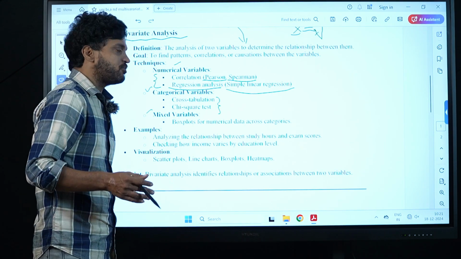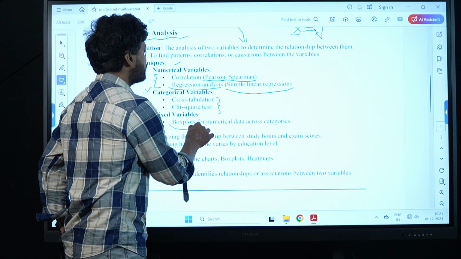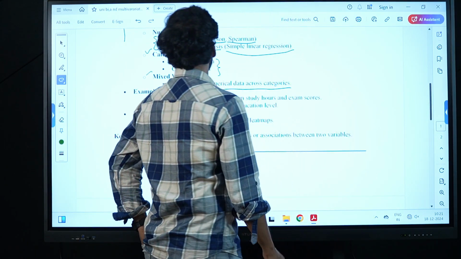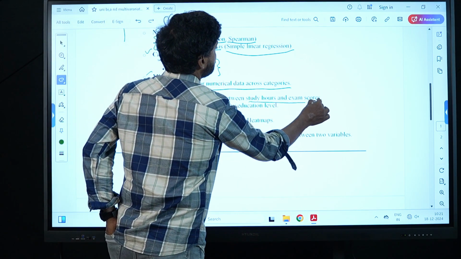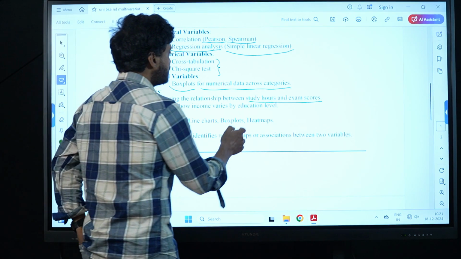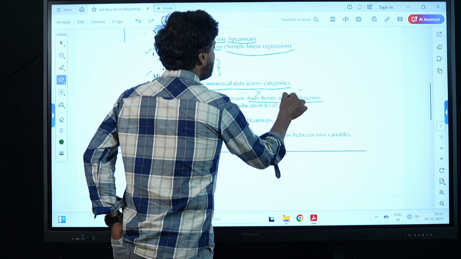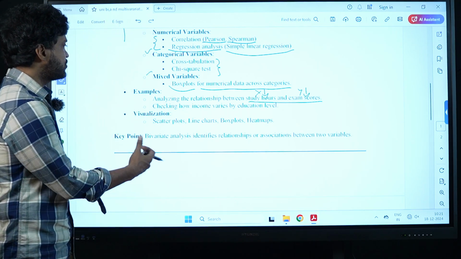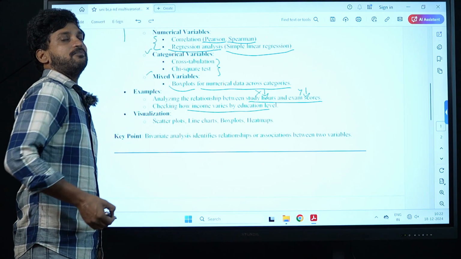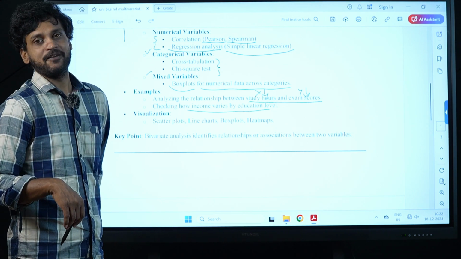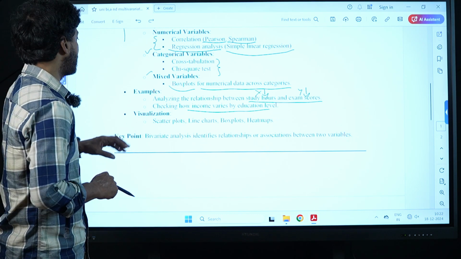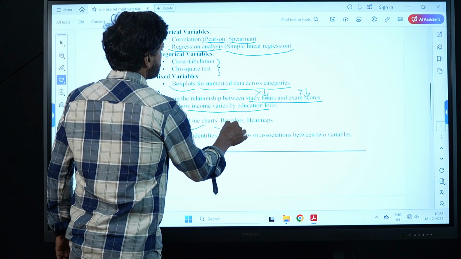Whenever there is a mixed variable which includes both categorical and numerical, we will use box plots for the numerical data across the categories. An example is analyzing the relationship between study hours and exam scores. The more the study hours, the more the exam scores; the fewer the study hours, the lower the exam scores. In order to understand the relationship between X and Y, where X is the study hours and Y is the exam scores, we will use this bivariate analysis. Another example is checking how income varies by education level. The higher the income, the higher the education level you might have attained, right? So this is how two variables impact each other mutually. This is how we are going to analyze. For visualization, again, we will use scatter plots, line charts, box plots, and heat maps.